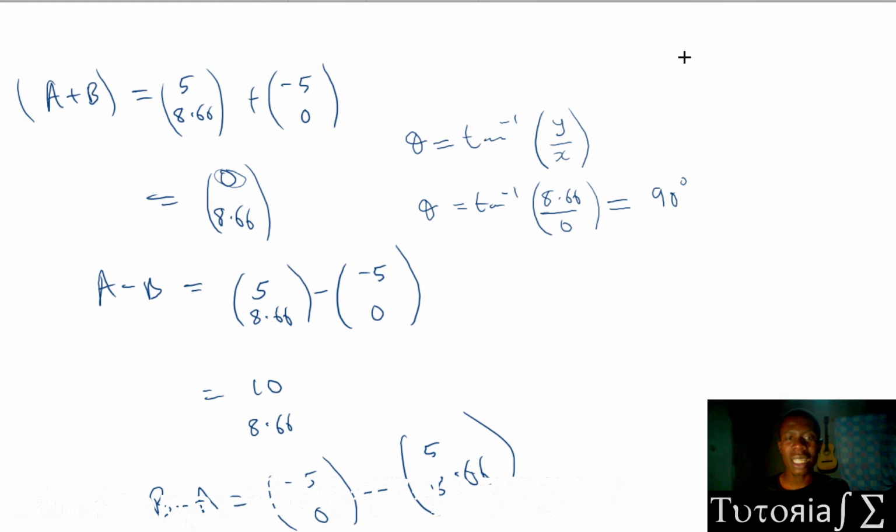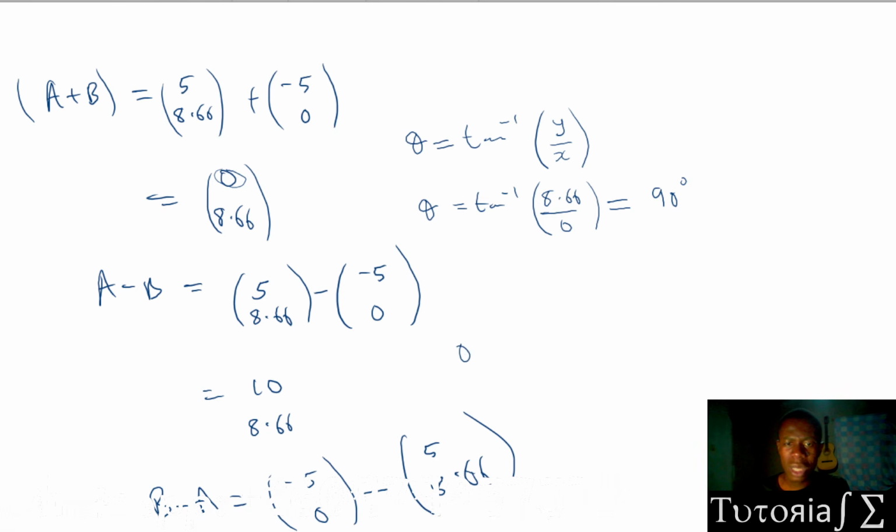This is because the tan has asymptotes at 90 degrees and 270. Since this is positive, we are at the positive 90 degrees. If we had a negative here, then what we would have is 270 there. All right, so that is the direction of a plus b. So you do the same for a minus b.